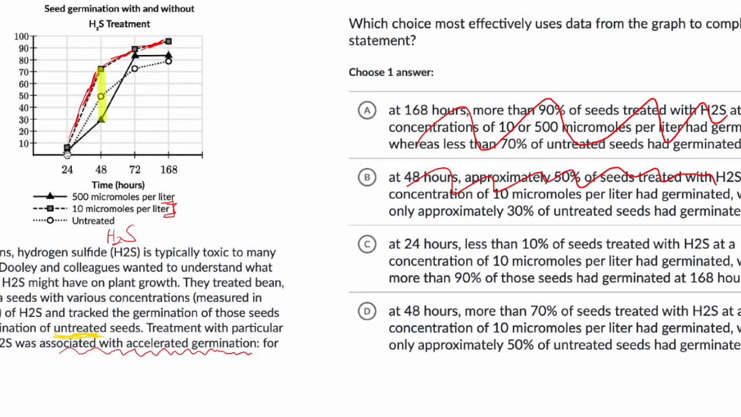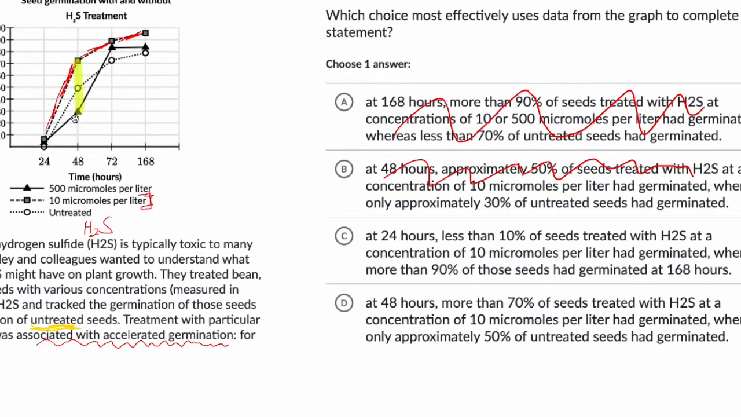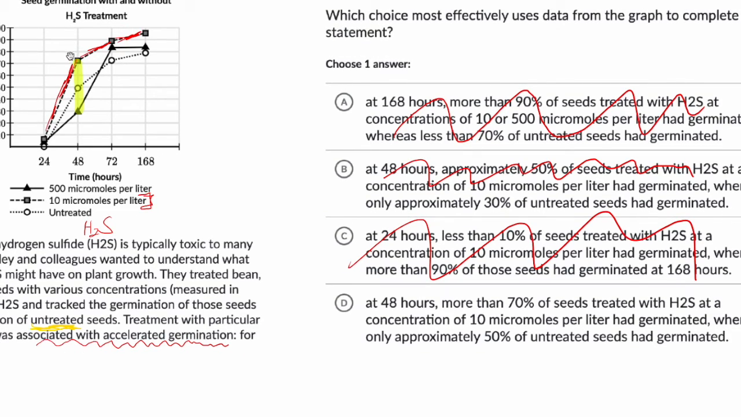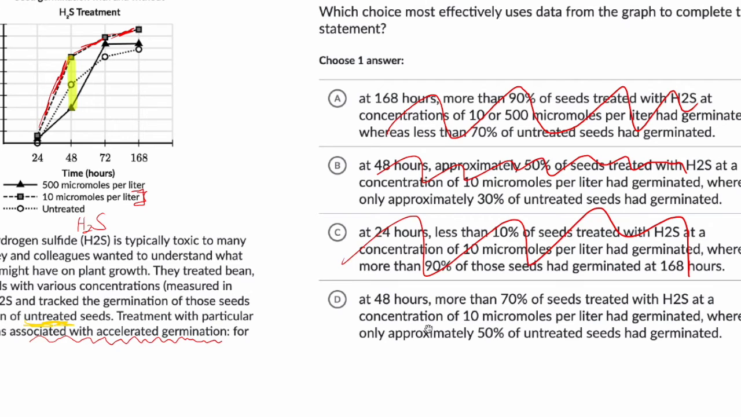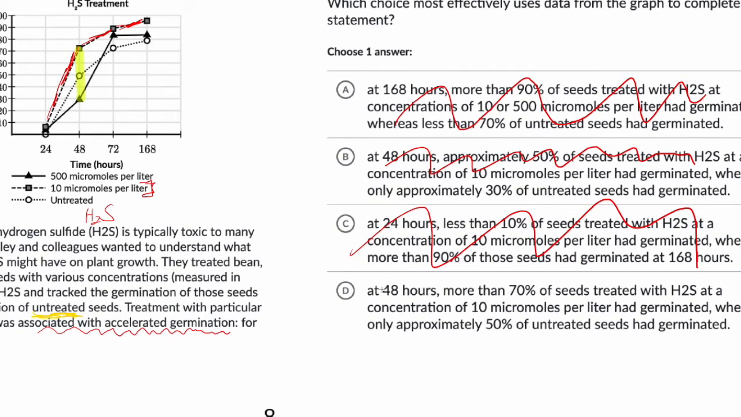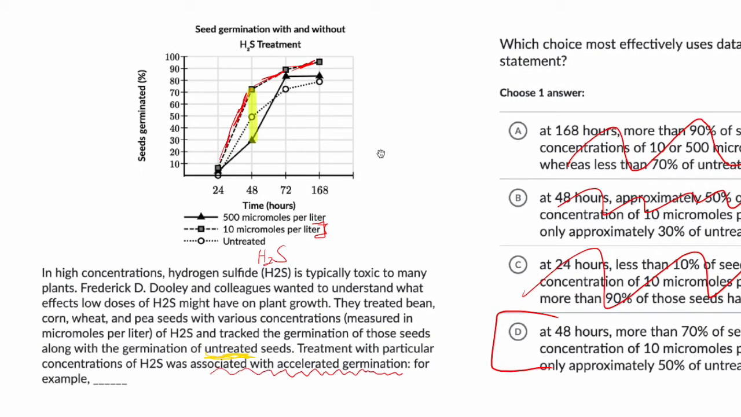C, we don't want to pick that, because even if it is accurate, we don't have a difference. There's no difference to speak of. I mean, it's a minor difference. You can barely see it. I'm just not even going to worry about checking that. And then D, well, it's going to have to be D, but at 48 hours, more than 70% of seeds treated with 10 micromoles per liter had germinated, whereas only approximately 50% of the untreated seeds had germinated. And so that is correct. And so the answer there will be D.